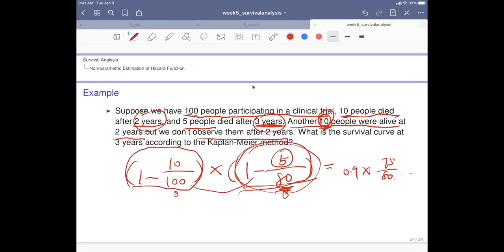We're not assuming they live longer than 3 years, or longer than 2 years, right? Longer than 2 years, you know that. But you don't know the 3 years. Sorry? Oh, can we treat this another 10 people, who were alive at 2 years, as already died? So we add this another 10 people to the first interval: 20 divided by 100, 1 minus 20 divided by 100 times 1 minus 5 divided by 80. Sorry, you want to make it 20 here? Yes, right here.